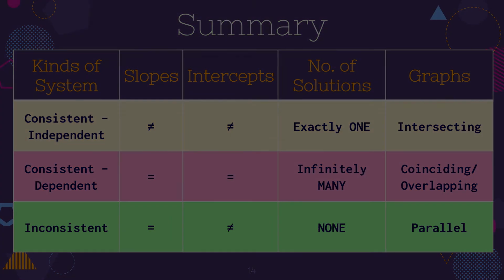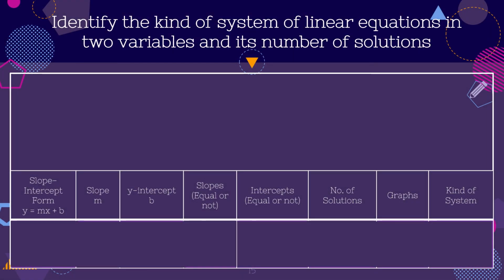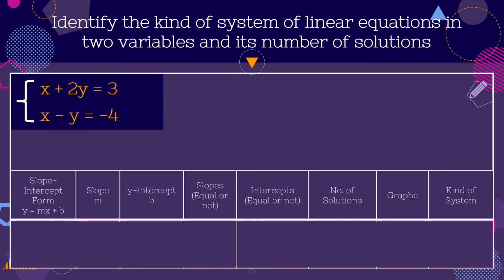Let's have an example. This time, we are asked to identify the kind of system of linear equation in two variables and its number of solutions. In the given system of x plus 2y equals 3 and x minus y equals negative 4. First thing to do is to write the given system of linear equation into its slope-intercept form, or in the form of y equals mx plus b, where m is your slope and b is your y-intercept. So we have y equals negative x over 2 plus 3 over 2, and y equals x plus 4.